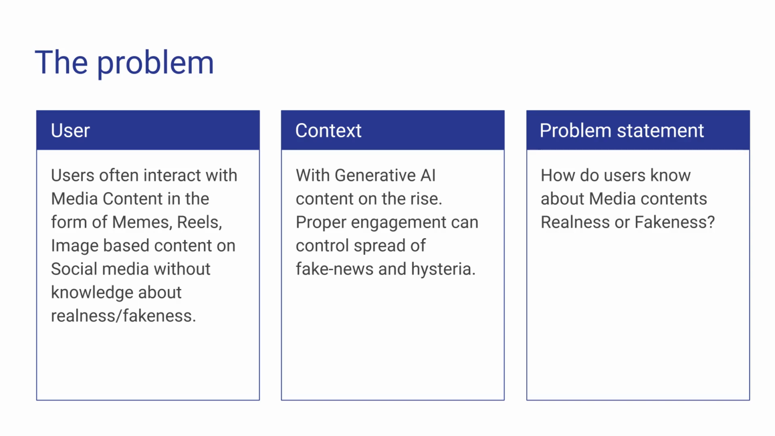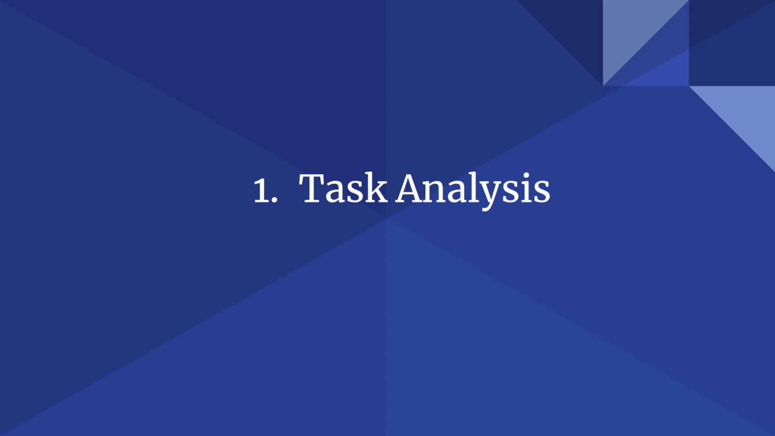And based on that, there's a lot of spread of misinformation and fake news, and a lot of engagement decisions that users have to make. So the problem here is how do users know about the media content's realness or fakeness so that they can appropriately interact with the particular content on social media.